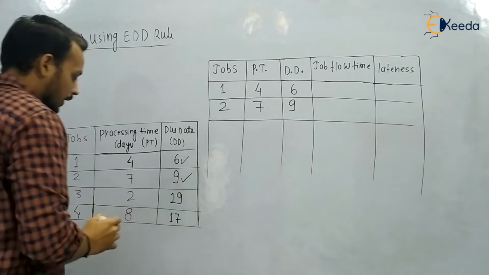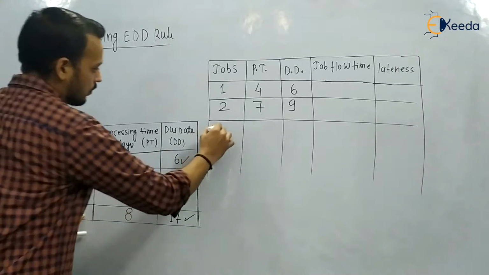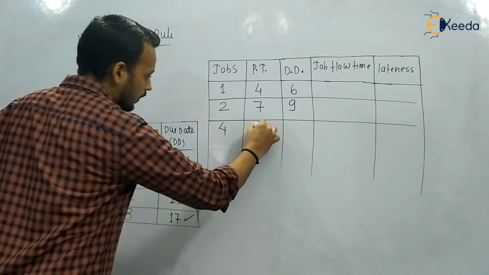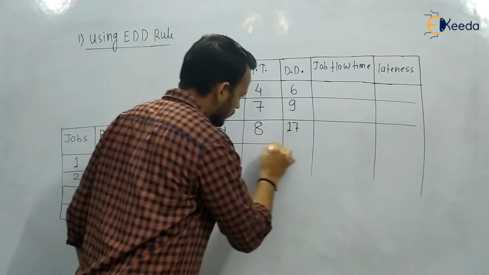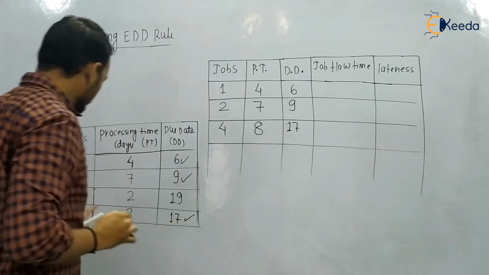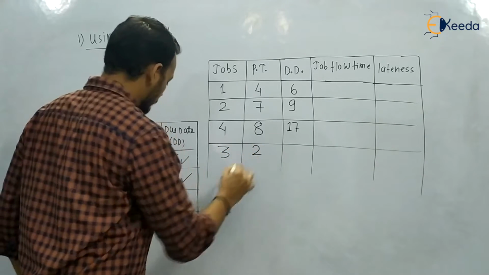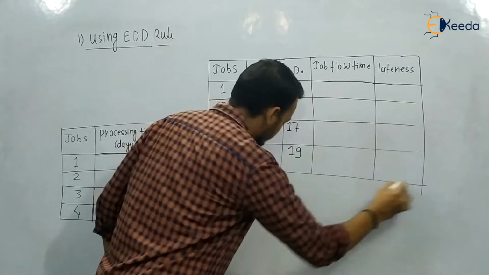Now for the third highest, it is 17. 17 is for job 4. Okay, the processing time is 8 and the due date is 17. Now our last job, that is job number 3. The processing time is 2 and the due date is 19. So we will write here 19.